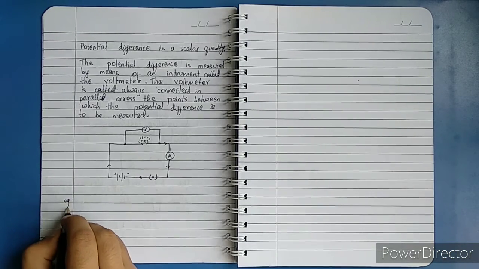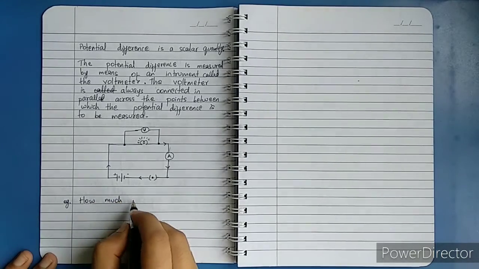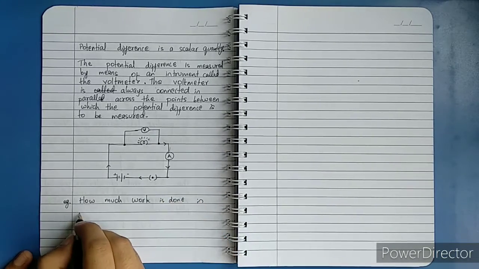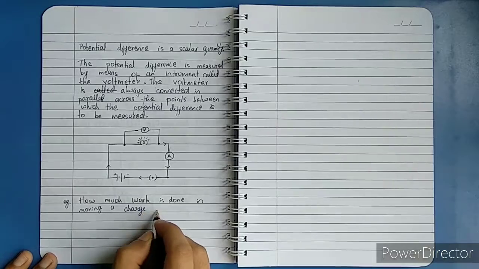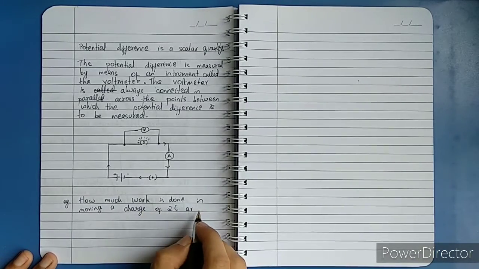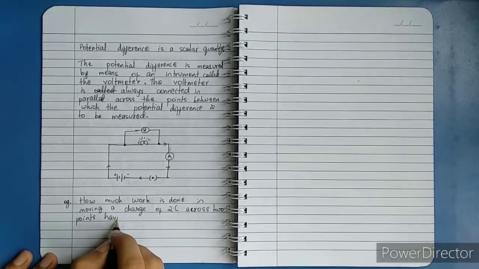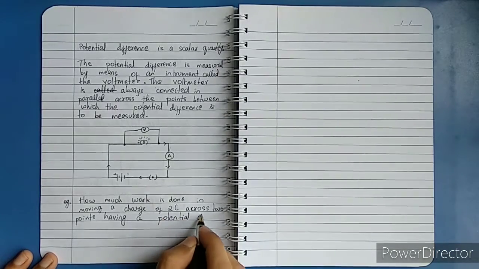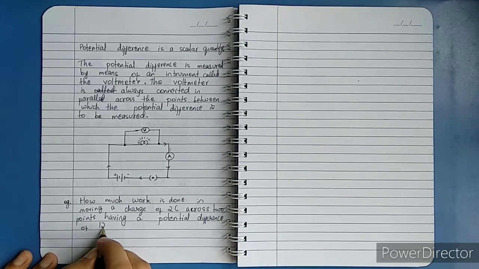An example relating to potential difference. How much work is done in moving a charge of 2 coulomb across 2 points having a potential difference of 12 volt?